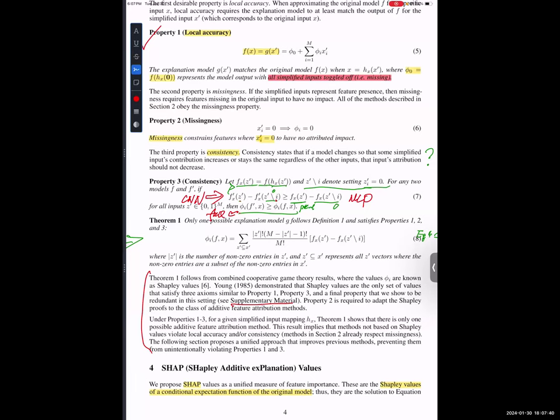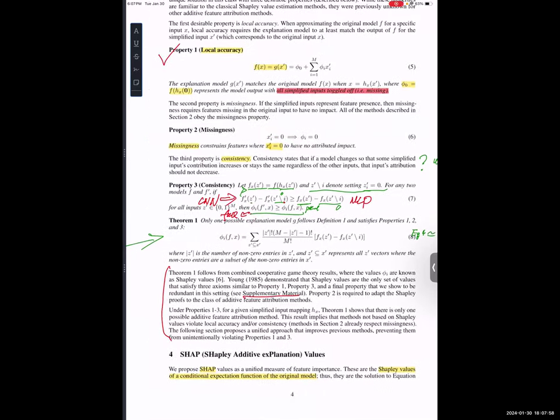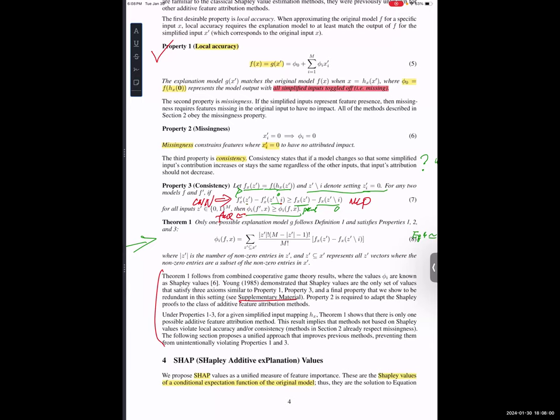I guess this is what the PhD student takes pride in. He actually proved this. They show a linear additive, and then they formally propose this Shapley additive explanation value, SHAP values. Yeah, this is a big deal. Having used it so many times, this is a big deal.